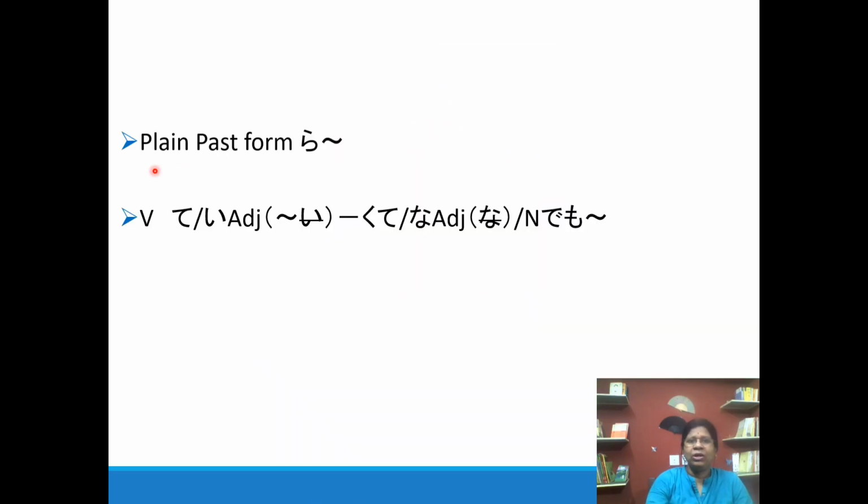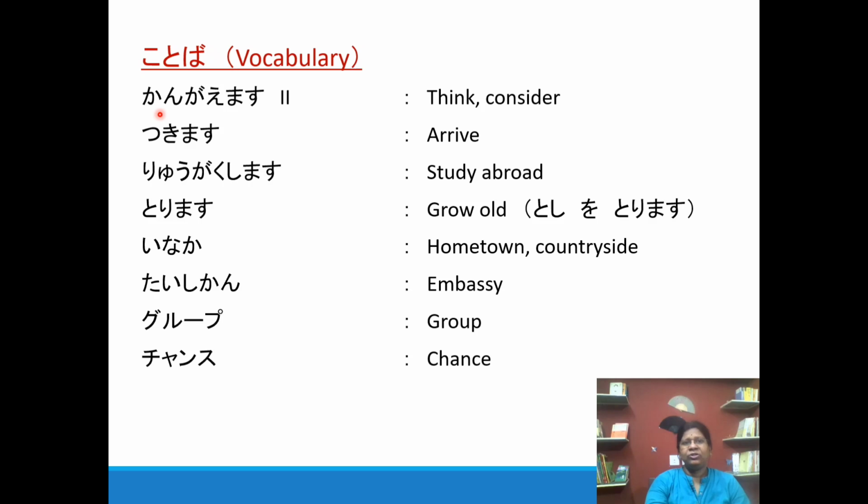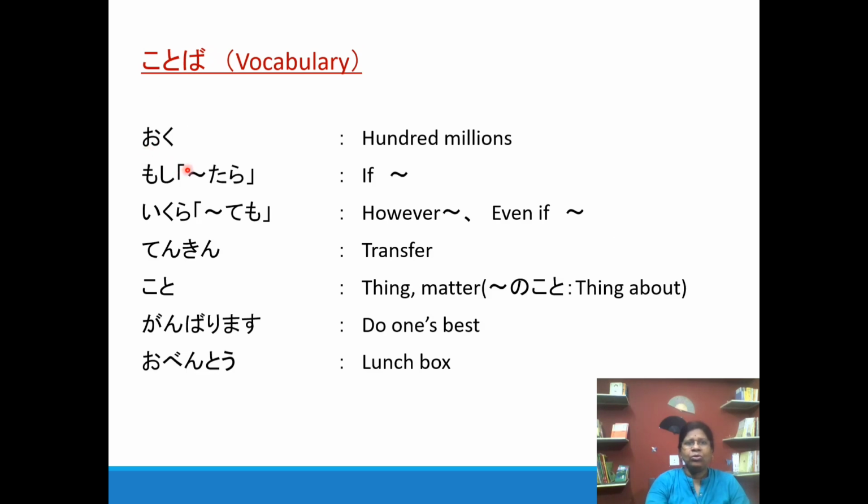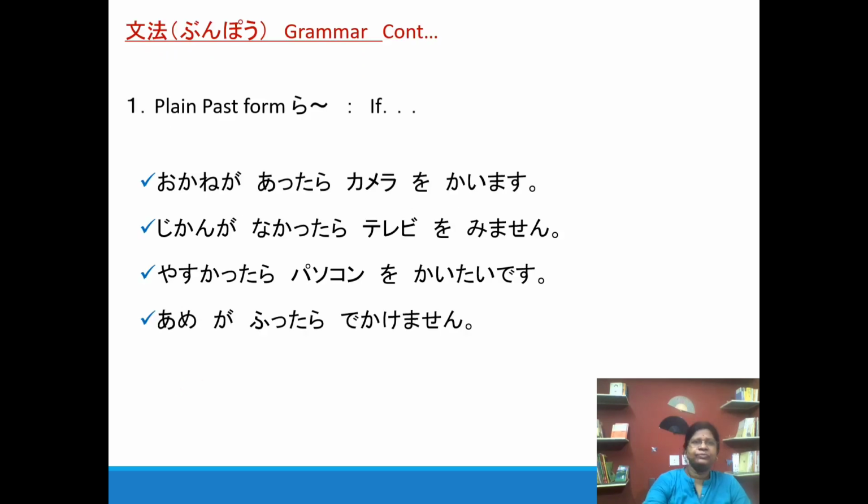In this lesson, we will learn plain past form ra, verb te form, i adjective kutte and na adjective, noun demo. Read the vocabulary: kangaemasu, chukimasu, ryugaku shimasu, torimasu, inaka, taishikan, gurupu, chansu, oku, moshi, tara, ikura, temo, tenkin, koto, ganbarimasu, obento.